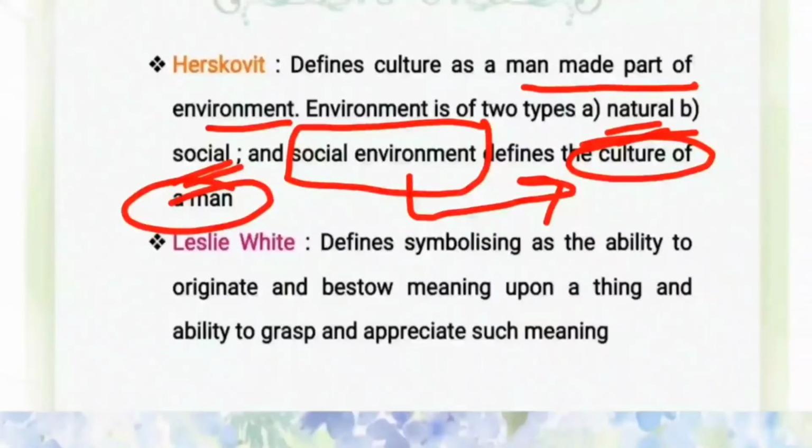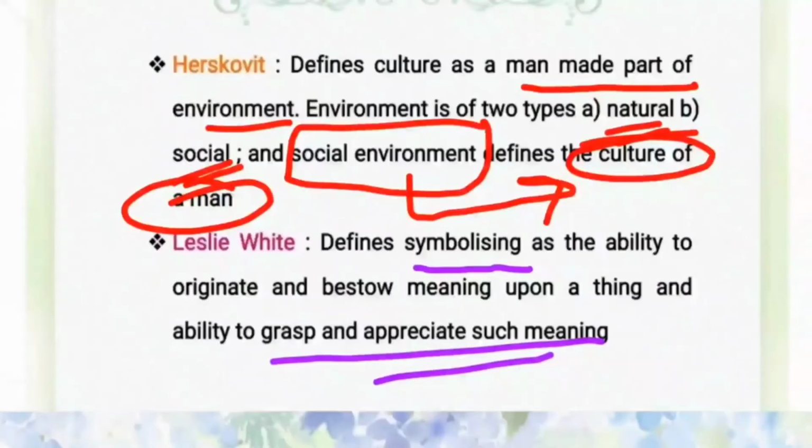Moving forward to Leslie White, according to him, symbolizing is the ability to originate and bestow meaning upon a thing and the ability to grasp and appreciate such meaning. He said that whenever there is a means of symbolization in a society, this symbol system originates upon certain things and gives the members of the society the ability to grasp and appreciate the meaning of certain things by symbolizing. So this is the definition given by Leslie White about culture.